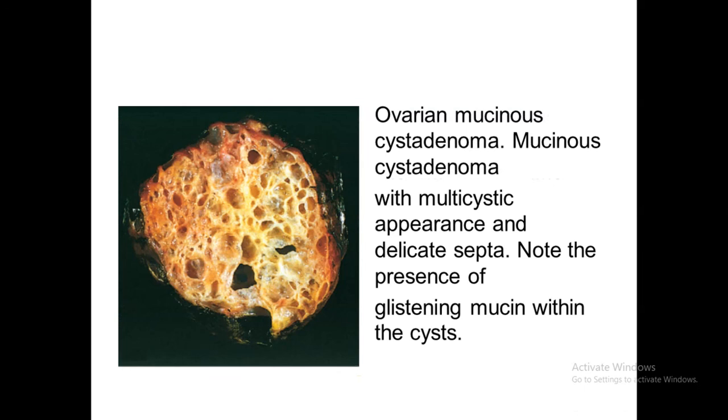This is ovarian mucinous cystadenoma, a benign mucinous tumor of the ovary containing multicystic structures. We have multiple cysts, or it is called a multilocular mass, containing multiple cystic structures, and these glistening areas are the mucin, which is characteristic of this tumor.